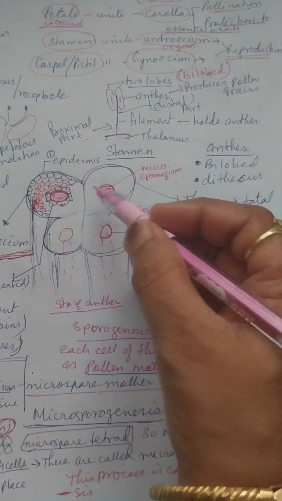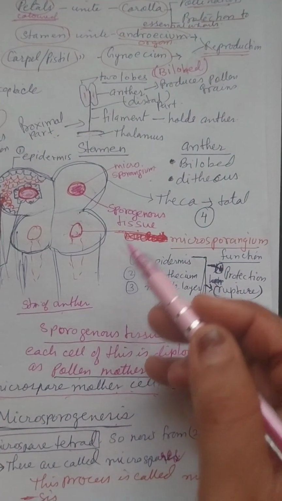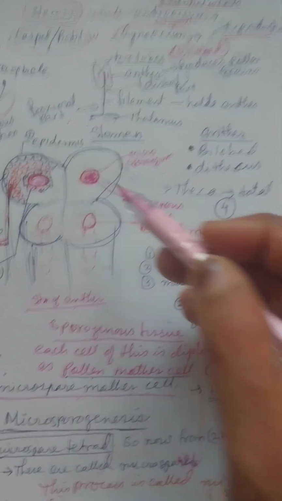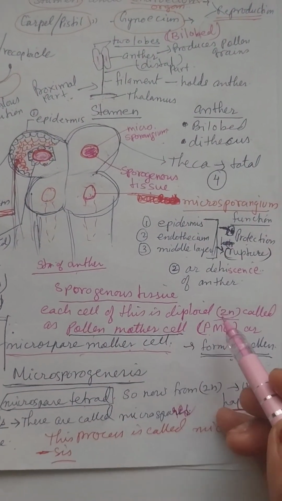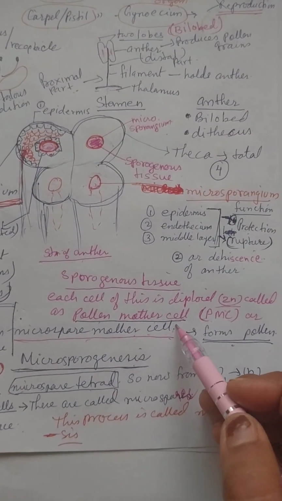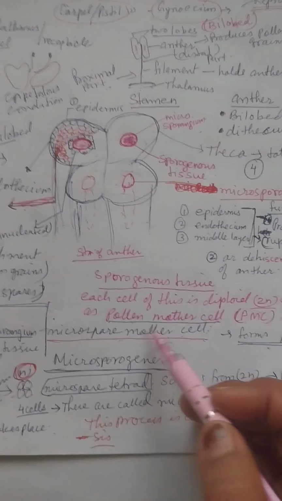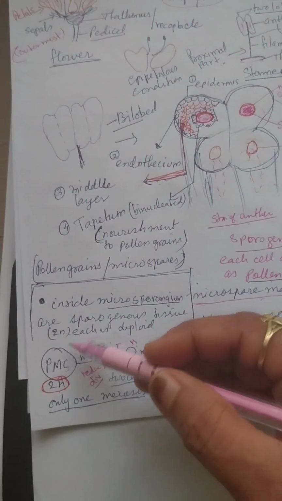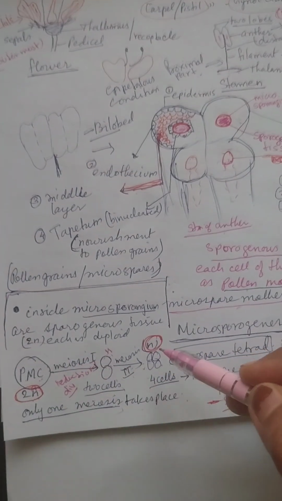See, these are the four microsporangia in which sporogenous tissues are present, and each cell of this is diploid in condition 2n. And these are known as pollen mother cells, PMC, or microspore mother cell. Now pick up one PMC, pollen mother cell, which is diploid in condition 2n. One meiosis will take place.